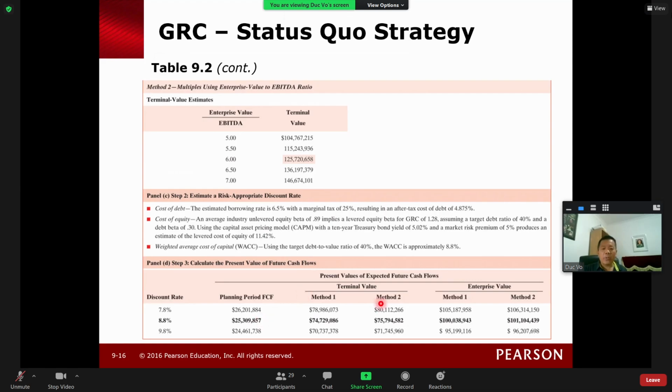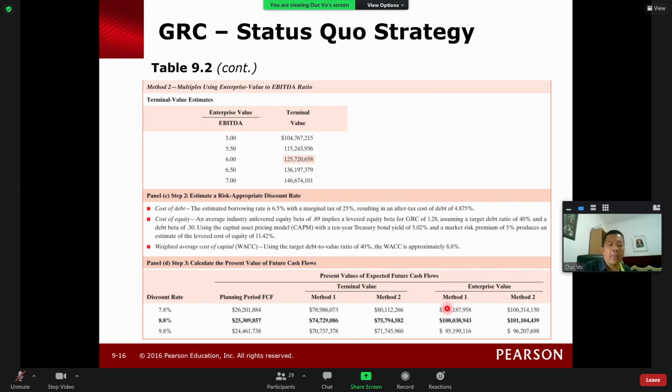In this example, what I am telling you is, okay, with the different discount rate, for the first 5 years, you have that one. And then if you use the Gordon Growth model, that is what you get. If you use the EBITDA multiple, this is what you get. The enterprise value includes 2 periods: the first one is the planning period for the first 6 years, and then the terminal value. So let's say method one is when you consider this one, and the terminal value when you use the Gordon Growth model to estimate it.